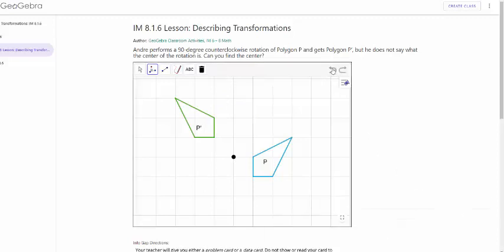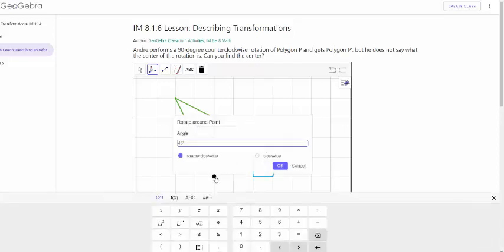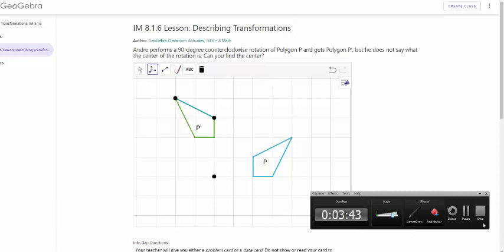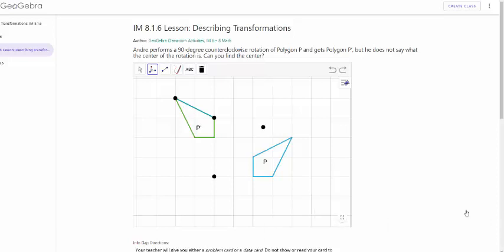Okay, so I'm going to undo that. So I'm going to rotate this now. Let's try right here. 90 degrees counterclockwise. Okay, now it landed right there on that shape. So here is my center of rotation. So now the question is, how can we find that center of rotation without the GeoGebra tools? So let's take a look at that now.